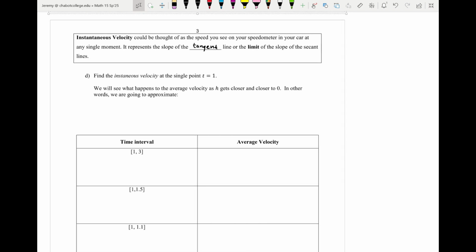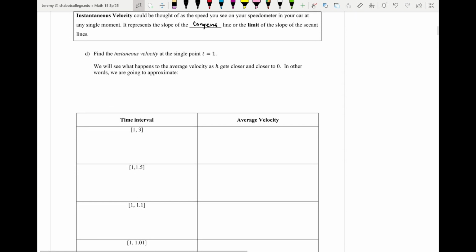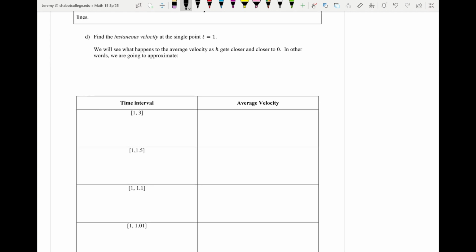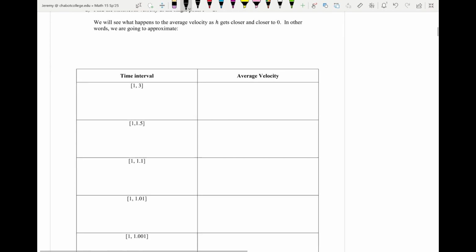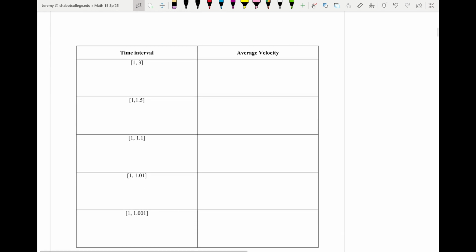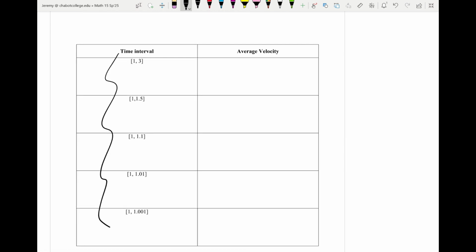So check it out. Here's how we're going to overcome that issue. If we look at a bunch of different intervals, I have a little table set up here. We already looked at these first two. That's what we did in part A and B. This was where h was equal to 2, the width of the interval was 2. Here, the width of the interval was 0.5. The next interval we're going to look at has a width of 0.1.